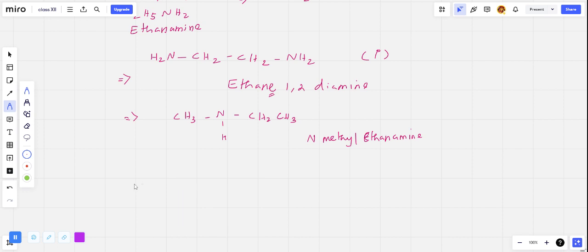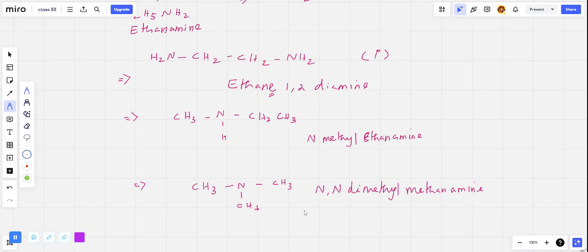Now if you take this one, CH3 N, this is a tertiary amine. How will you name it? Here the longest chain is only one carbon, so it is methanamine. But two alkyl groups are attached to the nitrogen atom, so we have to write N,N-dimethyl methanamine. Understood?